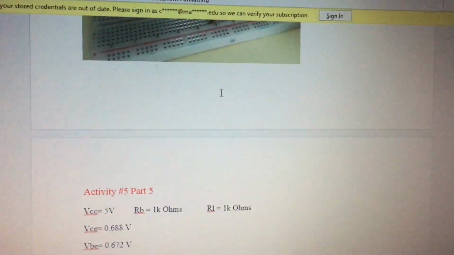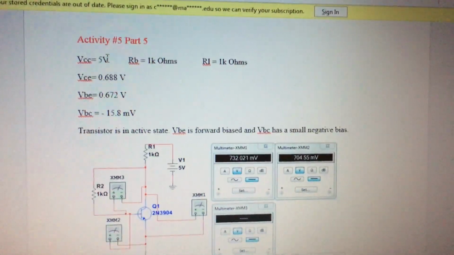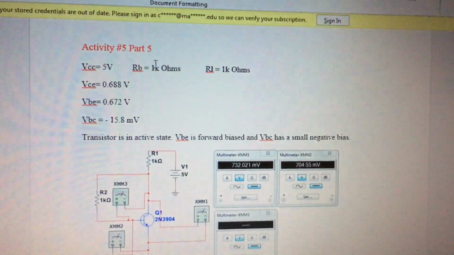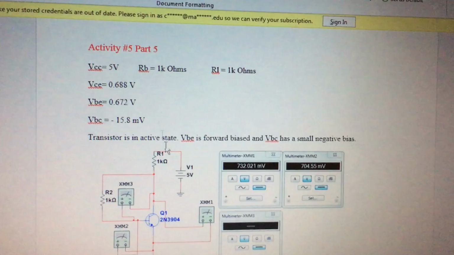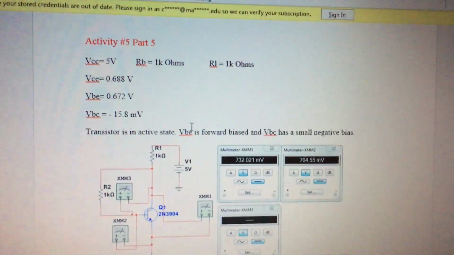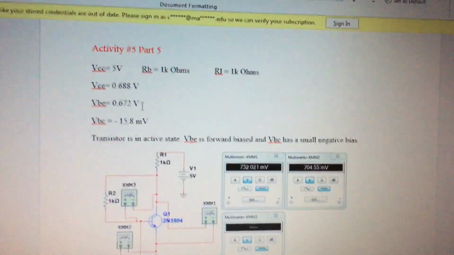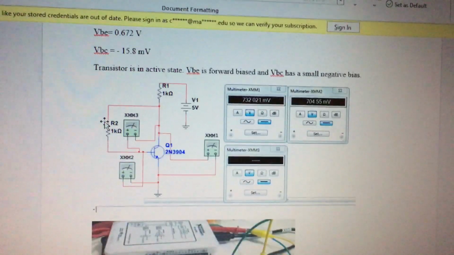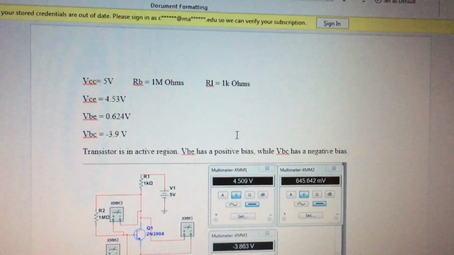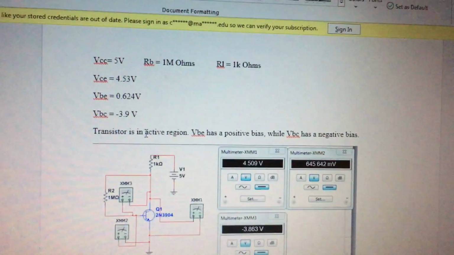Voltage divider in that case for the different bias voltages. Here, part 5, we can see the collector voltage bias is going to be 5 volts. Both resistors are 1 kilo ohm. This transistor is in active state. The base-emitter junction is forward biased, and the base-collector junction has a small negative bias. So the transistor is in the active state. And in here, the transistor is once again in the active region. The base-emitter junction has a positive bias, while the base-collector has a negative bias.